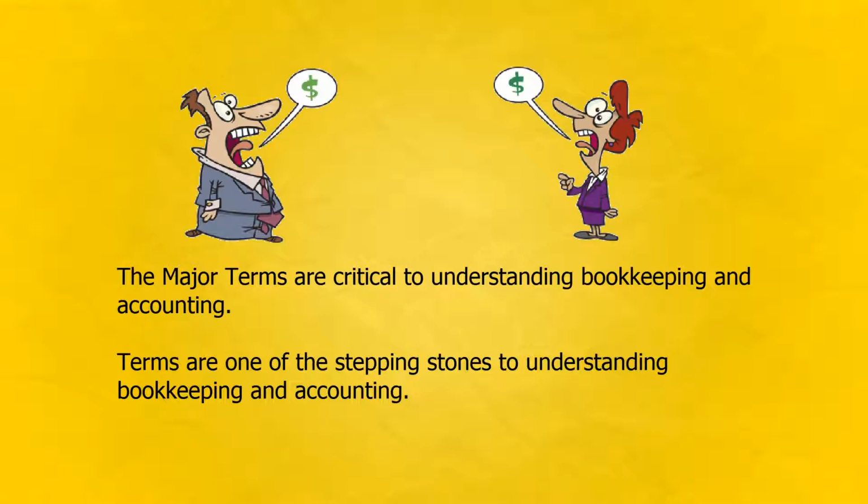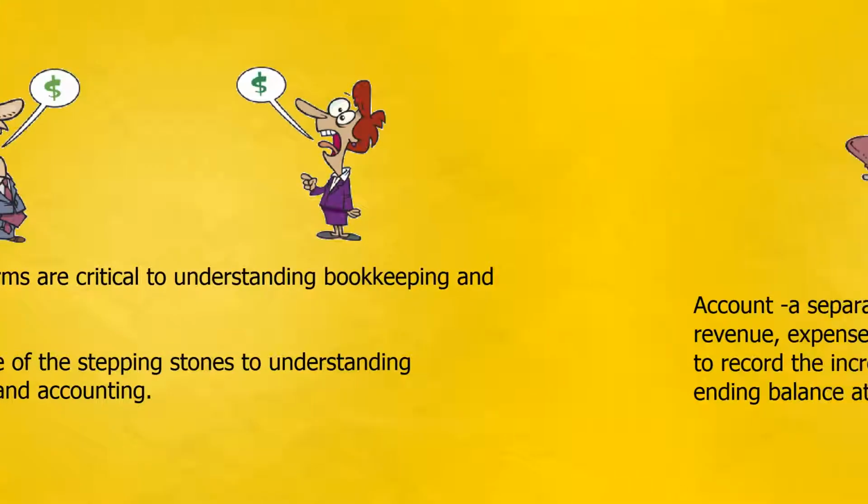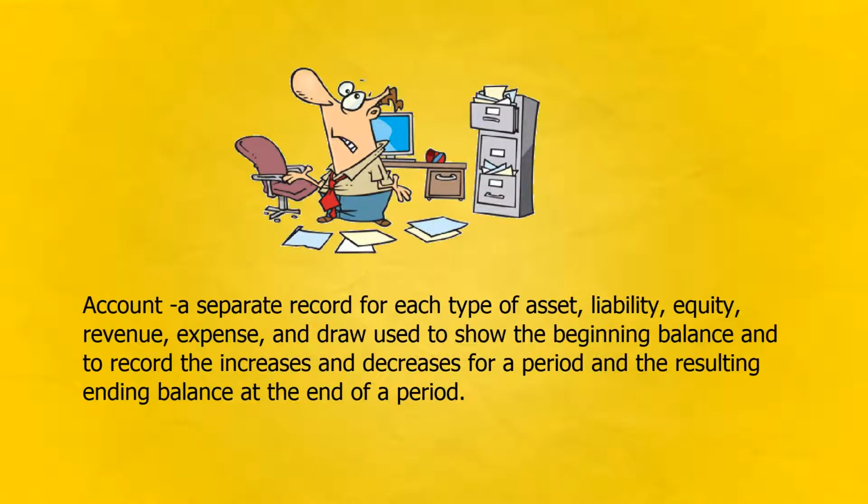Account: a separate record for each type of asset, liability, equity, revenue, expense, and draw, used to show the beginning balance and to record the increases and decreases for a period and the resulting ending balance at the end of a period.